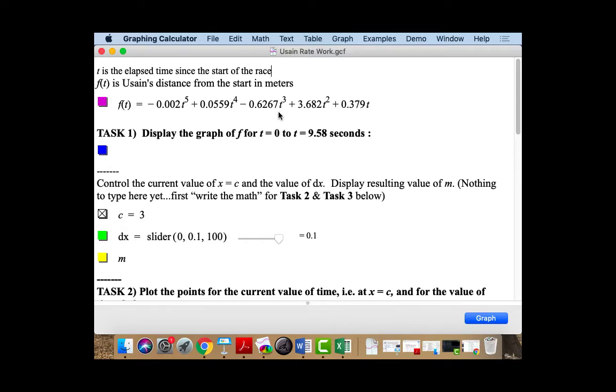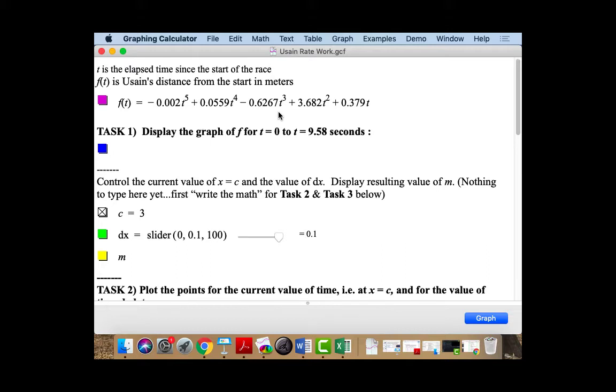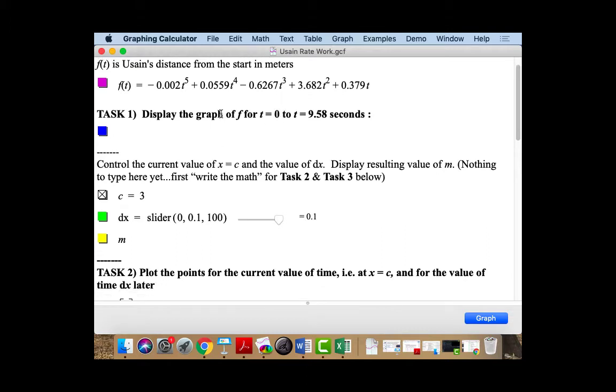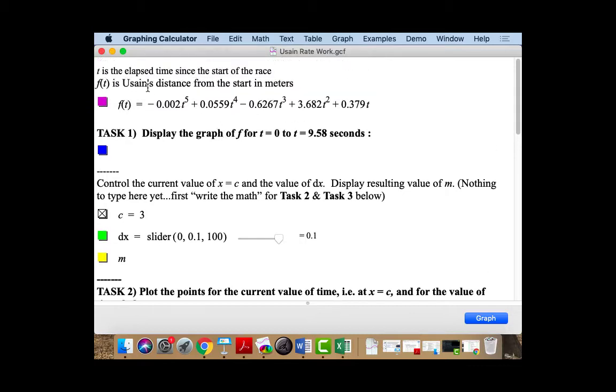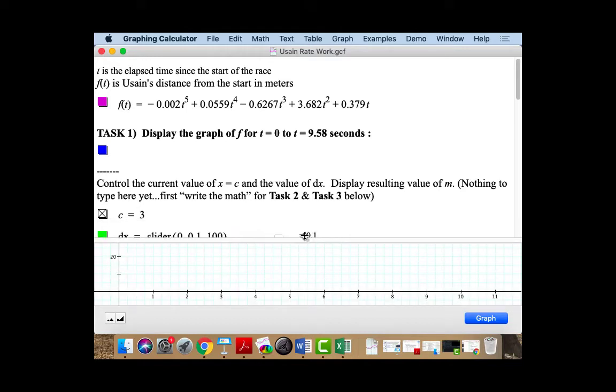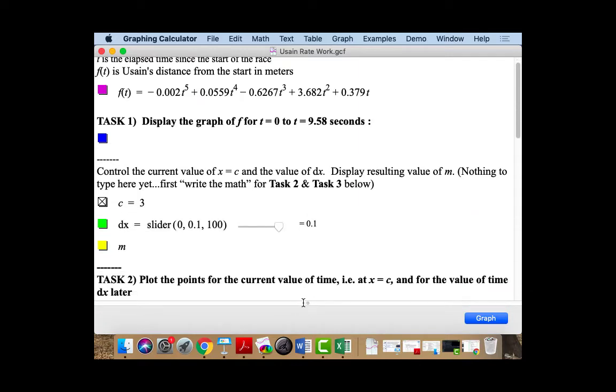So here's a file for you to play around with, and there are several tasks to complete. Task 1: here's the function. I want to display the graph of that function. Do you remember how to make the GC graph? But just between 0 and 9.58 seconds. I have it right now. I think yours would look similar if you see this little dot at the bottom. I have the graphing area minimized just so you can see all the text that's coming up.